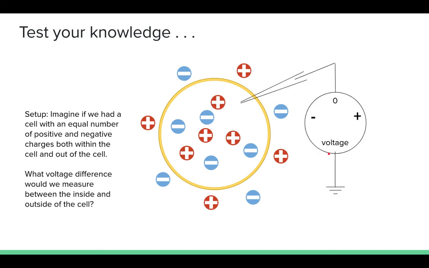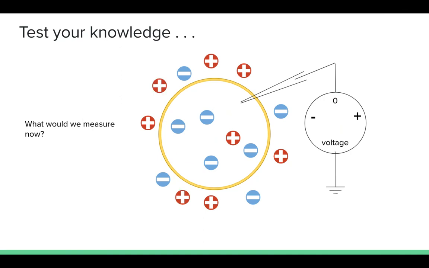So imagine if we hooked up a voltage measuring device, and we put one part of the device inside the cell and another part of the device outside of the cell. In this instance, what is the voltage that we would measure? What's the separation of charge that we would measure? Now this is an easy one. I just told you that there is an equal number of positive and negative charges inside and an equal number outside. So here we would measure 0. We would measure no net difference in charge.